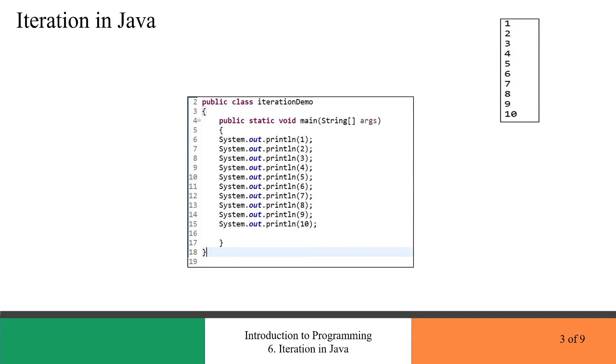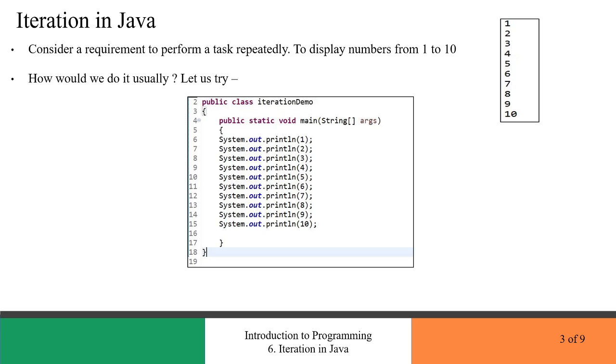Consider an example that prints, or rather displays, the numbers from 1 to 10 on the screen. How would we do it? Because we need to display the numbers from 1 to 10, we have to write the line that prints the numbers 10 times. The line that displays or prints a number is System.out.println. Because we need it from 1 to 10, we are repeating it 10 times.